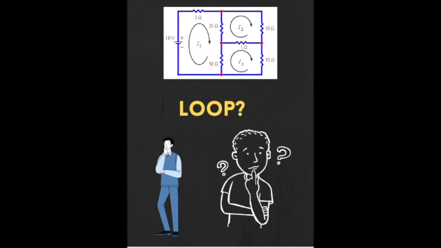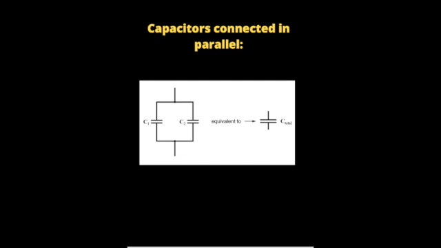Another important concept we have to understand is loop. A loop is any closed path in a circuit that does not have the same node more than once. So it begins with a starting node, and then we return to the same starting node without passing any other more than once. So we can say that a capacitor is connected in parallel when the terminal of the capacitor shares terminal with the battery, and when all the capacitors are connected to the same terminal.